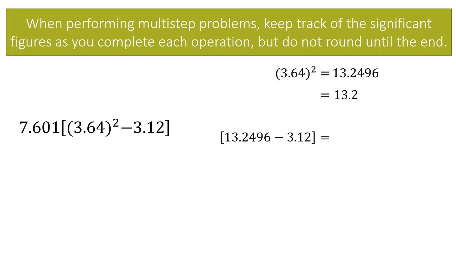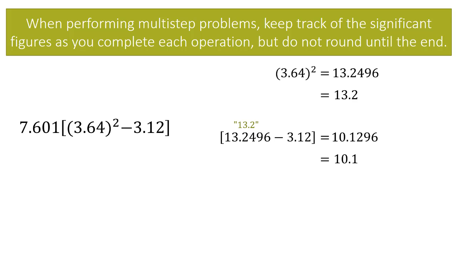Now I'm going to take that unrounded number and do the next operation, which in this case is subtracting 3.12. Now I'm going to remember that this 13.2496, if I had rounded it, would have been 13.2. So I can go ahead and get my answer. And since we're doing subtraction here, we need to round to the least precise number, which in this case would be the 13.2. That means that my answer here should only have 1 decimal place.